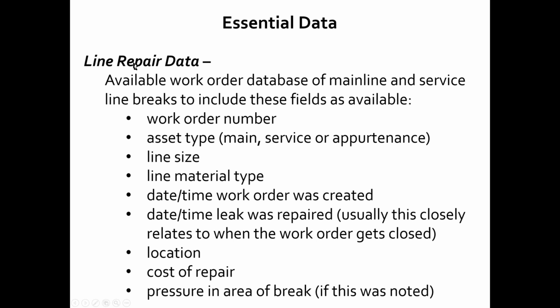The types of information you can see here on the screen. The asset type: it is important to know if the repair to the line was a main repair versus a service repair. Other information on the type and size. The timestamp is pretty critical. When was the work order created, and when was the leak repaired? And the most important part of this is, when did you become aware of the leak, and then when was the leak physically stopped? So maybe you're tracking those exact things, or maybe you just track the work order was opened on this date at this time, and the work order was closed on this date at this time.